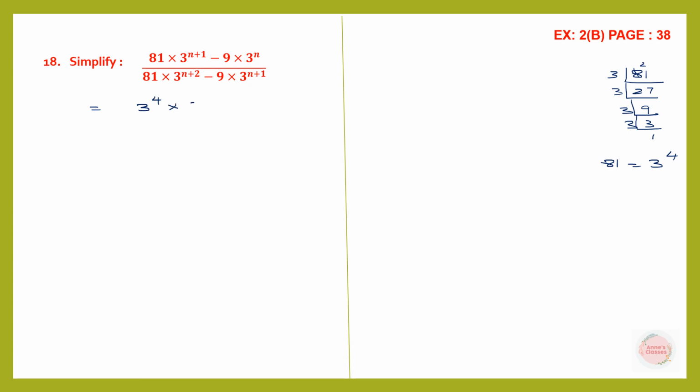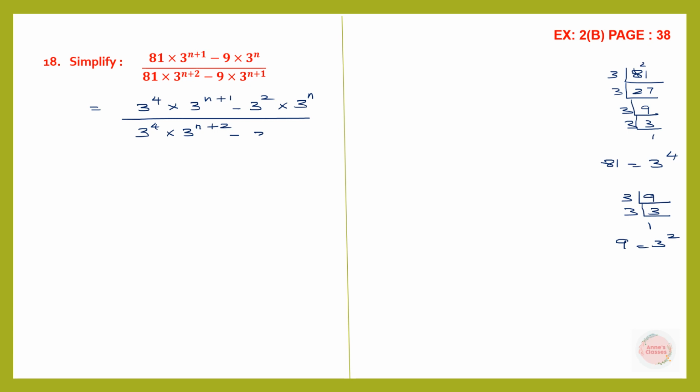Then we'll continue into 3 raised to the power of n plus 1 minus now 9 also. Let's see if we can find the prime factors. 3 3's are 9, 3 1's are 3. So 9 can be written as 3 raised to the power of 2. So this is going to be 3 raised to the power of 2 into 3 raised to the power of n. Now similarly in the denominator, 81 we know is 3 raised to the power of 4 into 3 raised to the power of n plus 2 minus 9 is 3 raised to the power of 2 into 3 raised to the power of n plus 1.